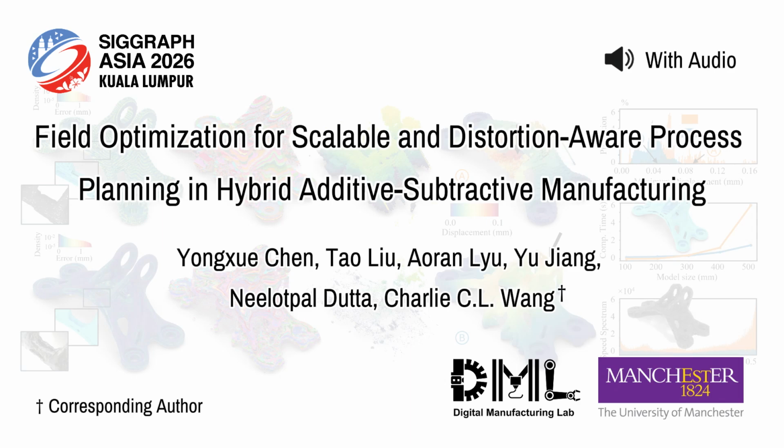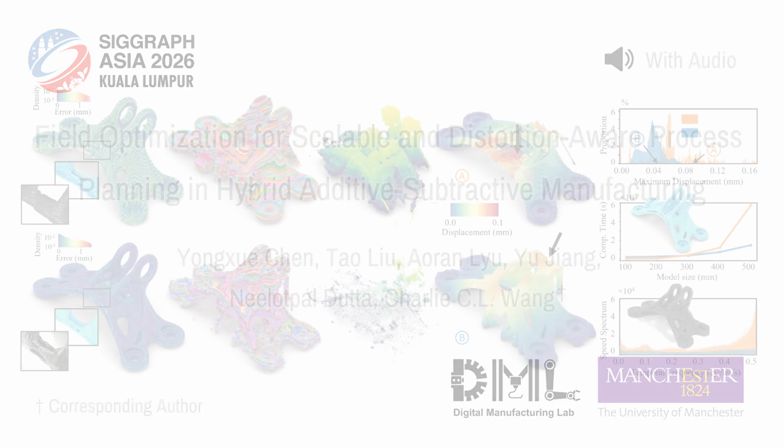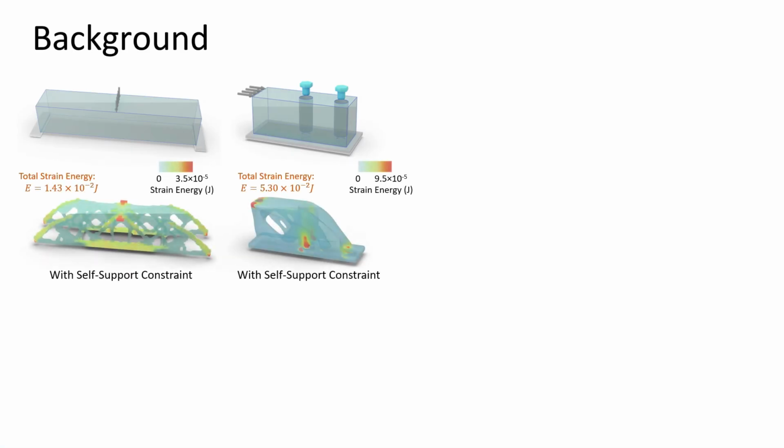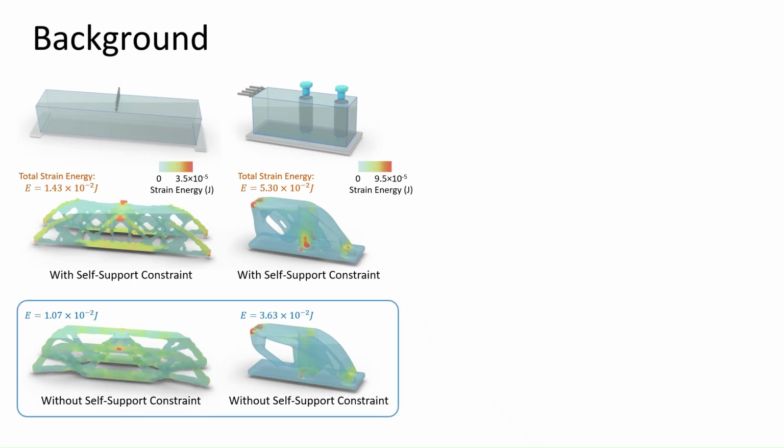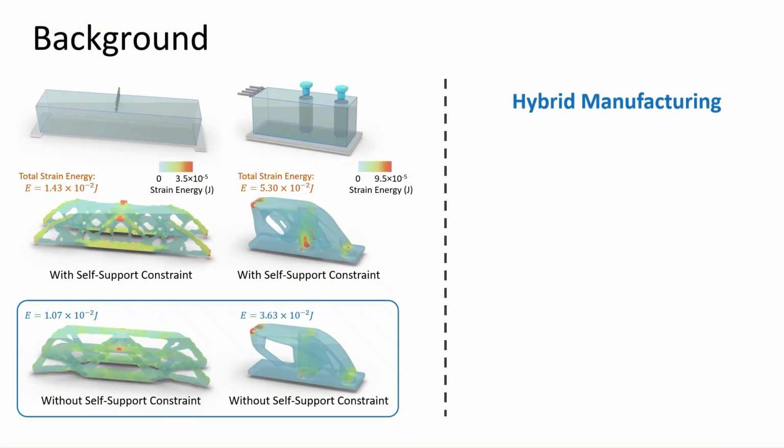In this paper, we present a field optimization-based process planning method for hybrid manufacturing. Topology optimization considering manufacturability constraints, such as self-supporting, often has to sacrifice certain mechanical performance. Differently, with the help of hybrid manufacturing, such constraints can be removed to obtain better results.